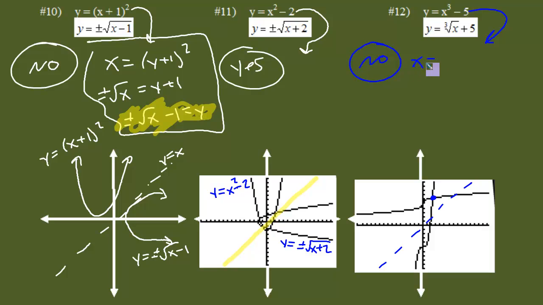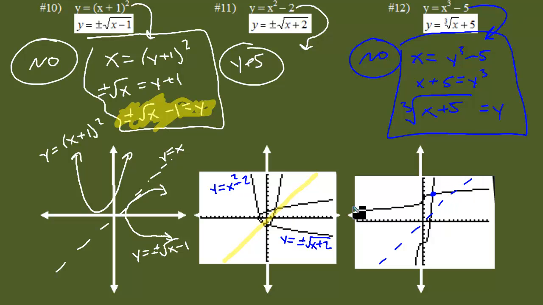So find the inverse of this first function, interchange x and y, get y by itself, cube root both sides, and this is the true inverse of that first function.